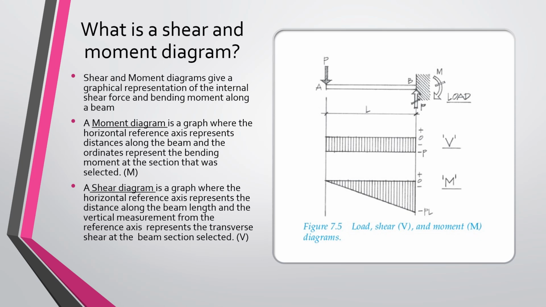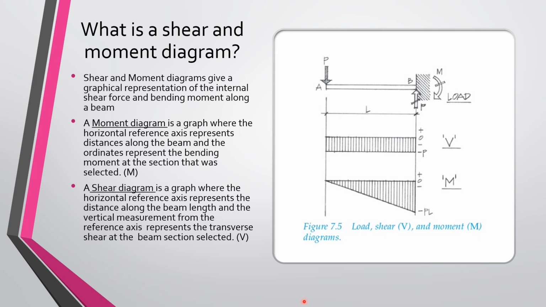So first, to start off, what is a shear and moment diagram? Shear and moment diagrams are a graphical representation of the internal shear force and bending moment along a beam. A moment diagram in particular is where the horizontal reference axis represents distance along the beam, and the ordinates represent bending moment at the section that was selected.